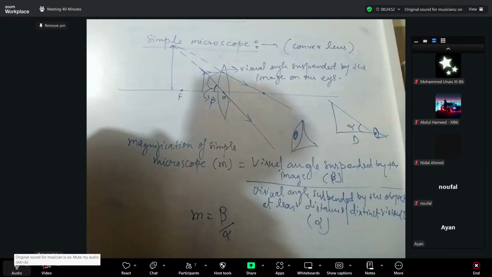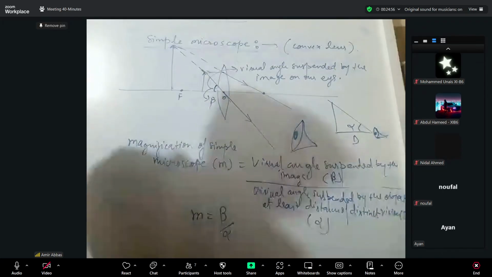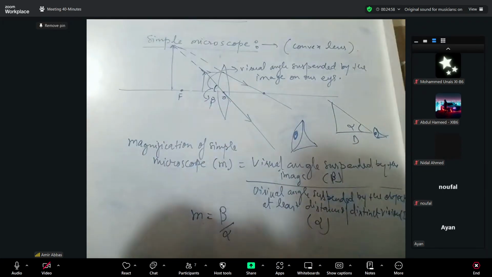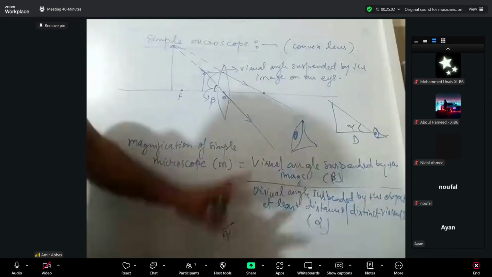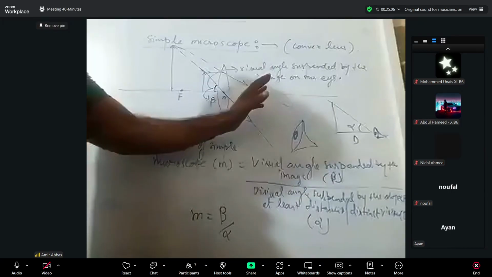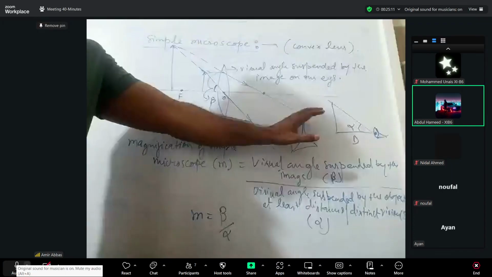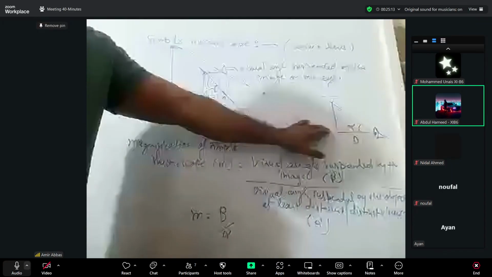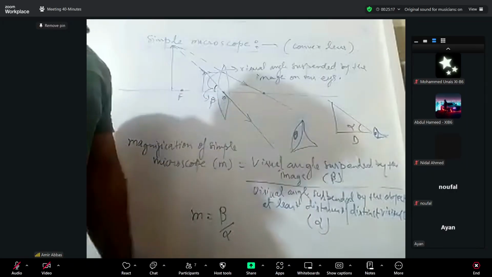Have you got this, beta? The ratio of those two is taken as the visual angle suspended on the eyes when the object is kept at the least distance of distinct vision. Have you got this? Alpha. Sir, could you explain that again? I couldn't understand.